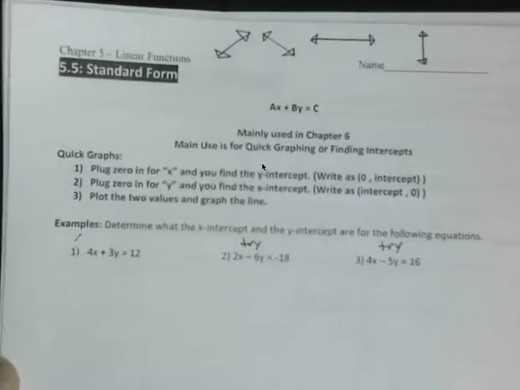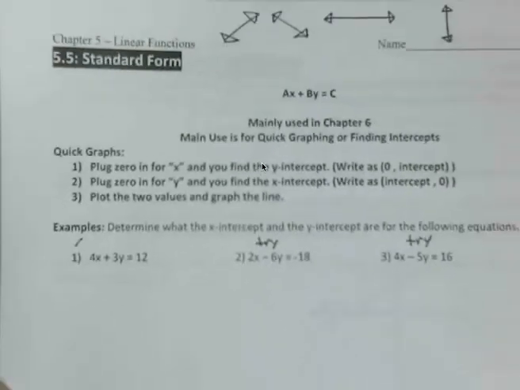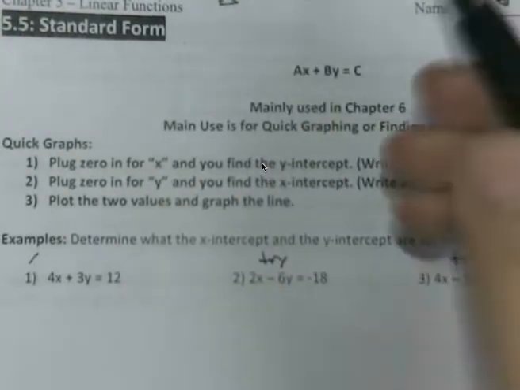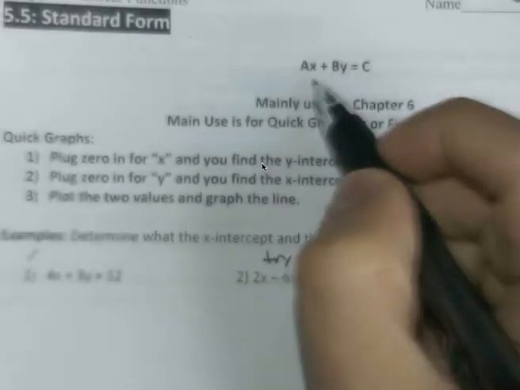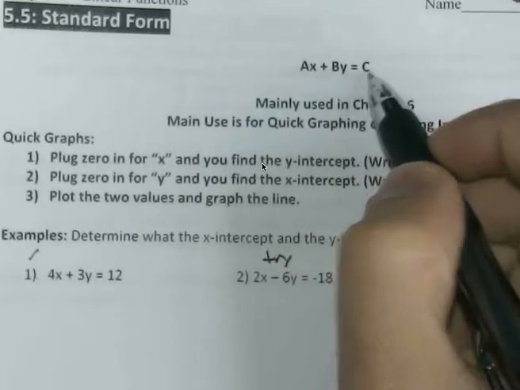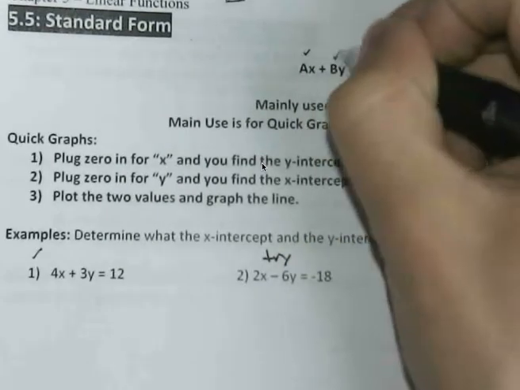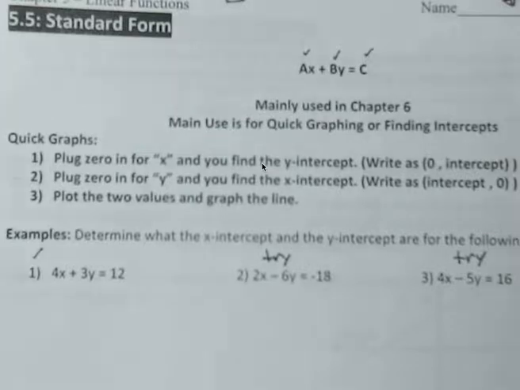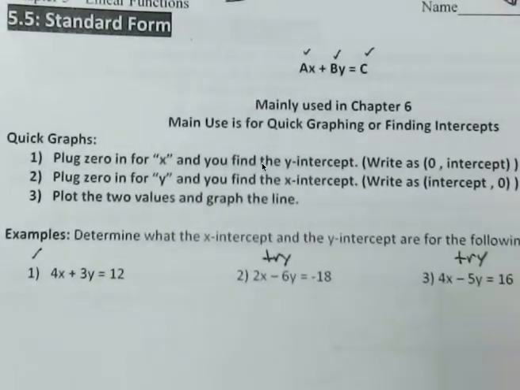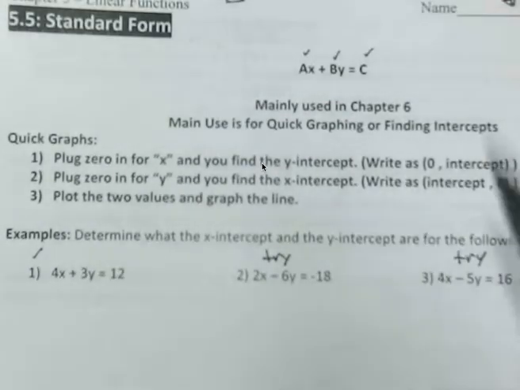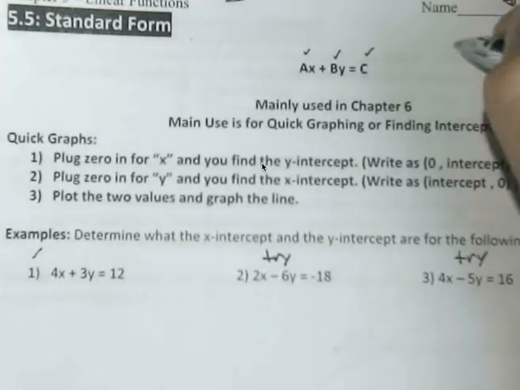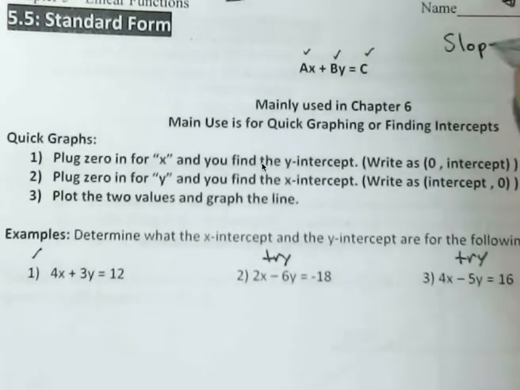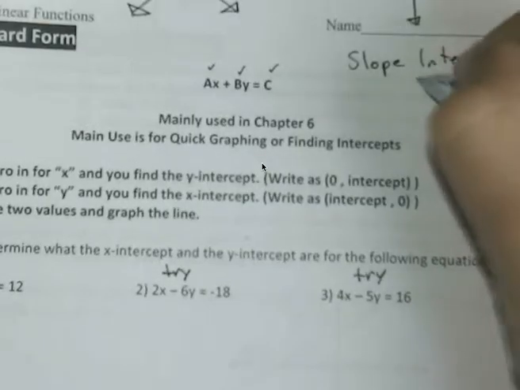So, a new way that we can graph these types of linear functions deals with standard form, which looks kind of like the alphabet, because we see A, we see B, we see C. We'll soon see that in Chapter 6 this comes back a little bit more, but the main use of this form, because we've seen slope-intercept form, our buddy, y equals mx plus b.